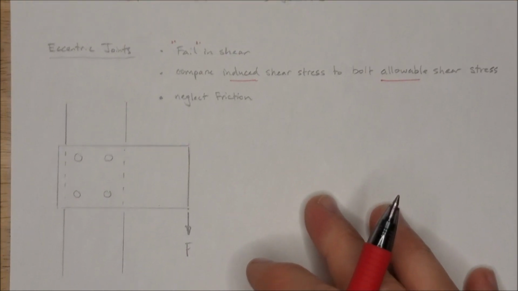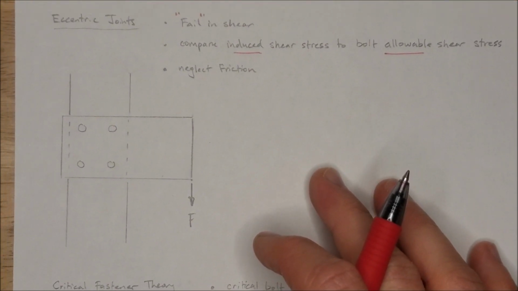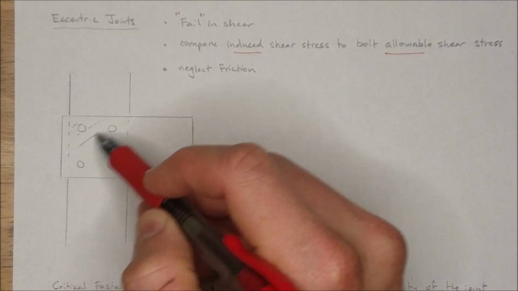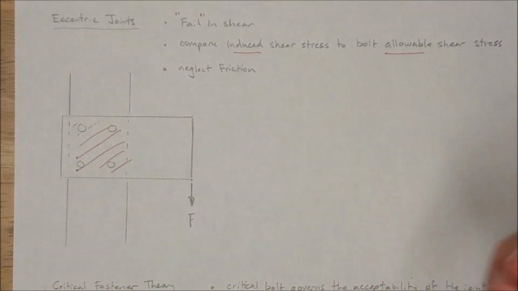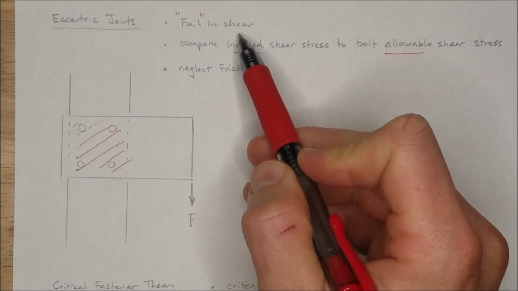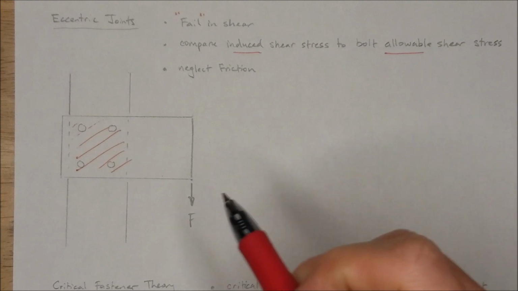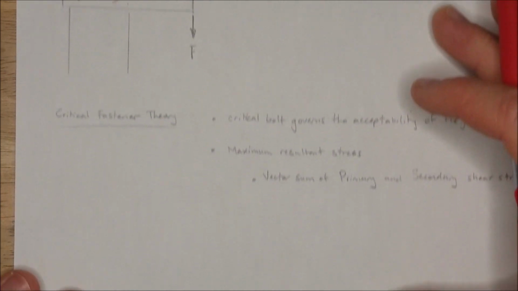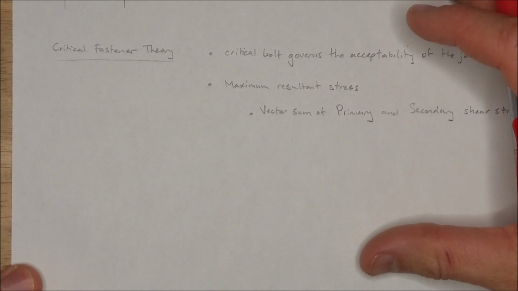And we're going to go ahead and neglect friction because we're typically not given any information about this interface here. We're not given a mu value or anything like that. That's why I say we're solving for shear. If we have a problem set up like this, that's a good thing for us because we're going to use the critical fastener theory for solving this type of problem.